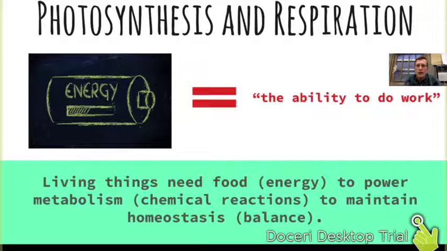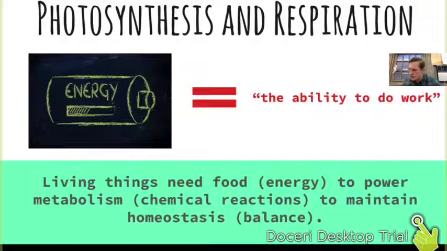Energy, as you may remember, is the ability to do work. Well, what does that really mean? In living things, we need energy to power our metabolism in order to maintain homeostasis. In other words, living things need food. And the energy from the food powers or moves the molecules that occur inside of cells, or the chemical reactions that are happening, in order for the organism to stay balanced. If an organism does not eat food, it can't power its chemical reactions, and therefore it will not be balanced. It will be in a disease state and/or dying. So food equals life, all right?